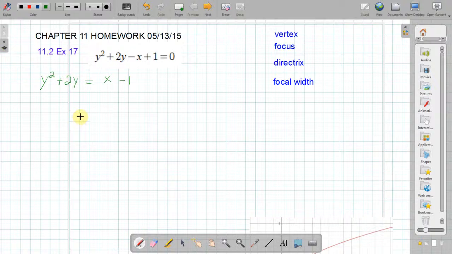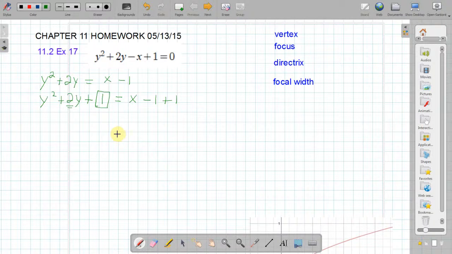Alright, next we do the trick of completing the square. So what we do is we have y squared plus 2y. Now we take half of this and square it. So that'll be 2 divided by 2 equals 1, times 1 equals 1. But we don't want the equation to change, so we need to add the same thing over here. So we have x minus 1 plus 1.